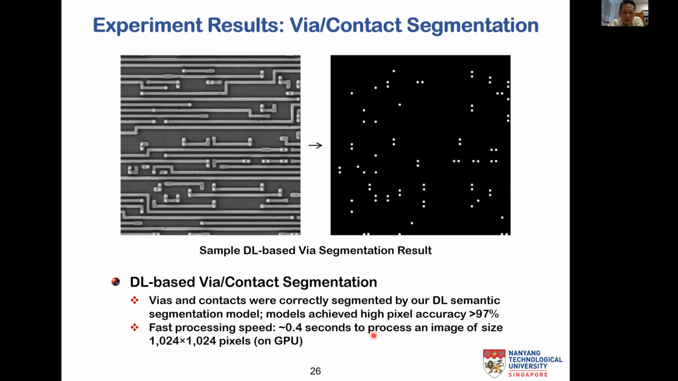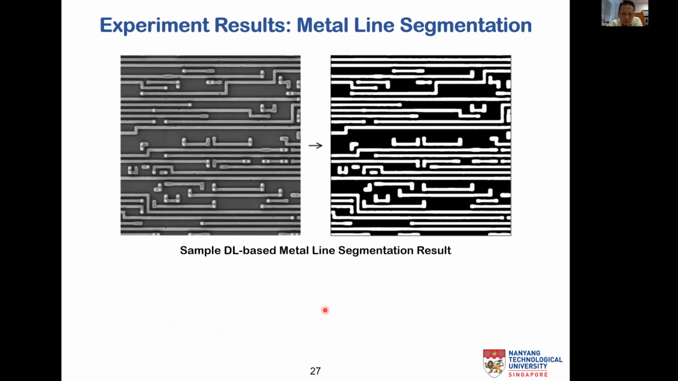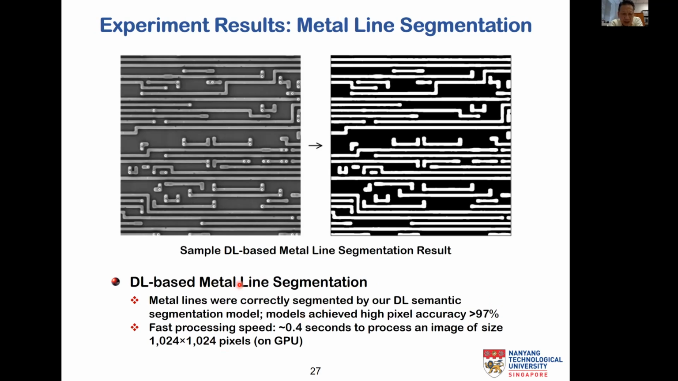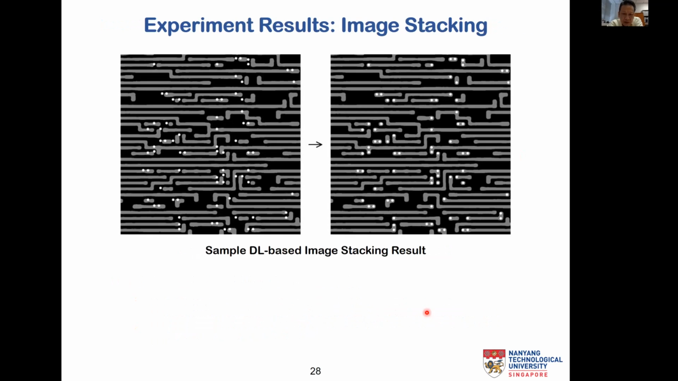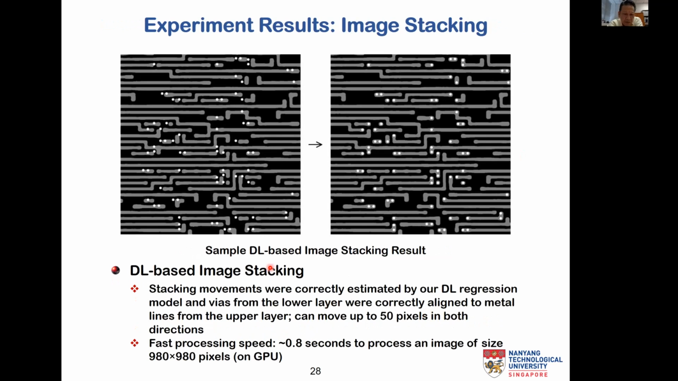Here, we also do the via and contact segmentation. So we're able to detect the via and contact using the DL segmentation model, and the accuracy is about 97% or greater than 97%. The processing speed is 4.4 seconds, able to handle a size of 1024 by 1024. Here is the machine learning technique to detect the metal line, or what we call metal line segmentation, with very high speed and accuracy.